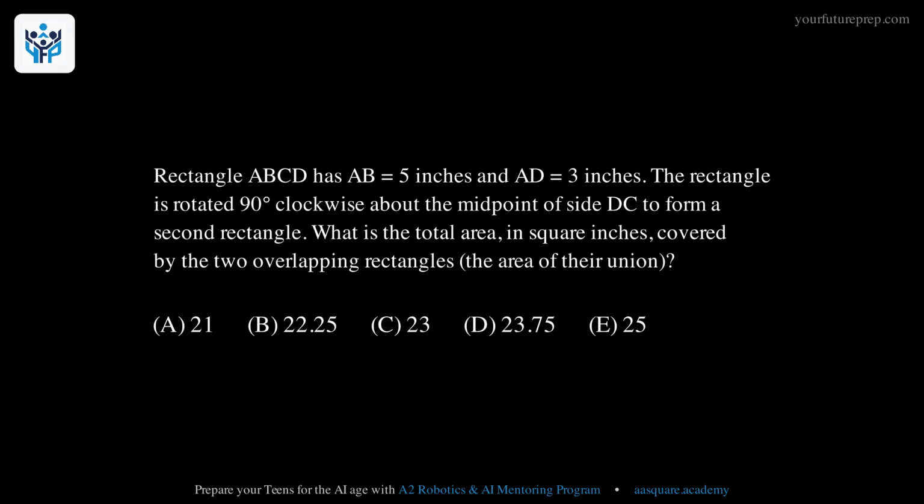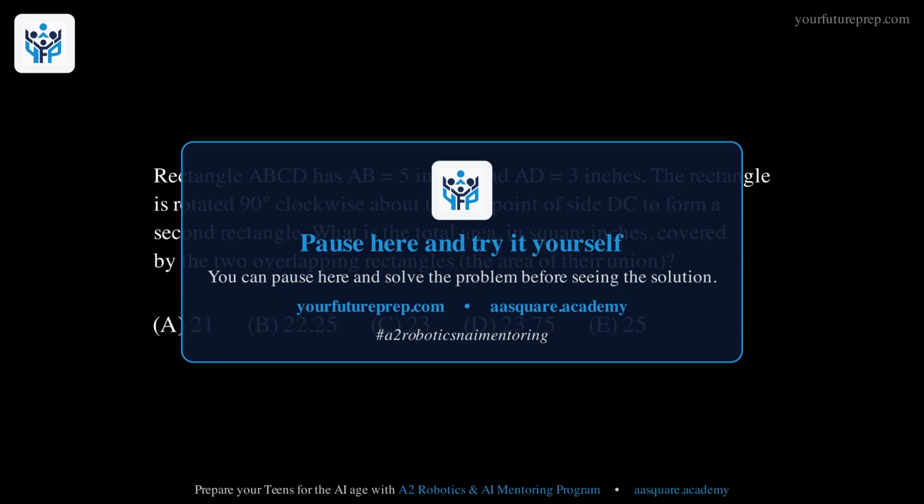What is the total area in square inches covered by the two overlapping rectangles? That is, the area of their union? You can pause here and solve the problem before seeing the solution.